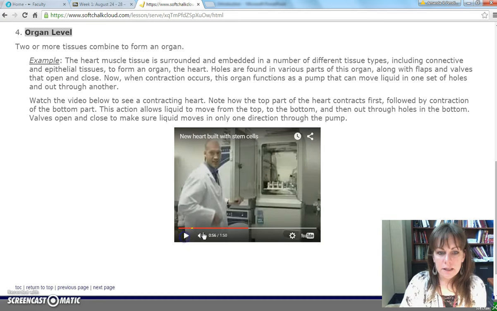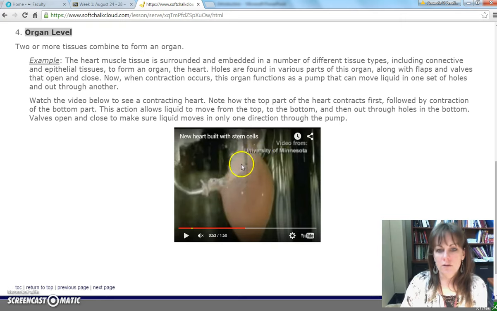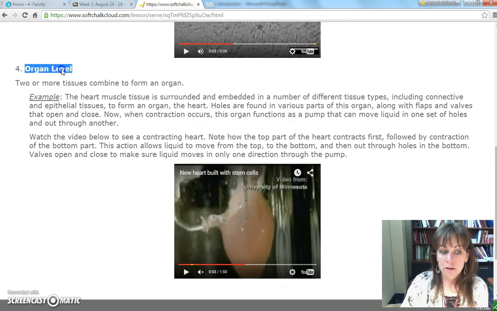Now you may be able to see, this is not showing it very fast, but you may be able to see that you've got a top part pumping first and a bottom part pumping second. And that allows blood to come in here, go down to the bottom, and be pumped out. So you combine tissues together and you get not just something that can contract, but something that can act as a pump because it's hollow on the inside and fluid would be coming in and then being pumped out. So we went up to a new level and all of a sudden we had a new function.